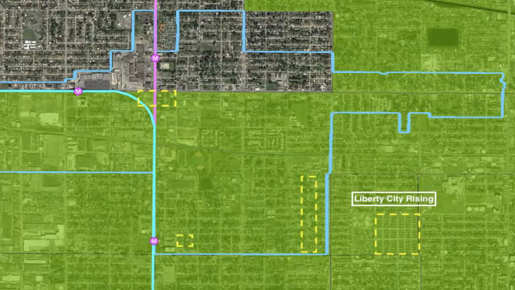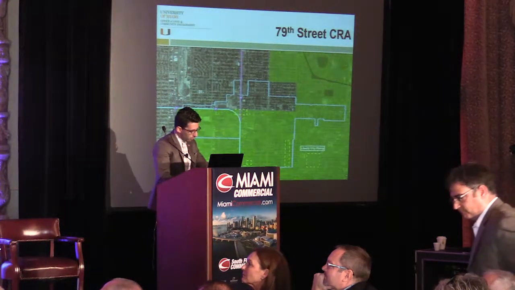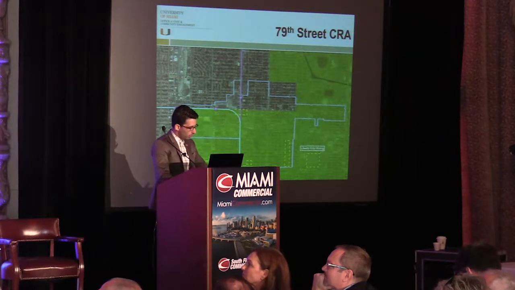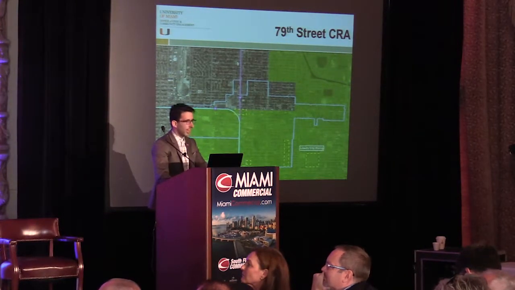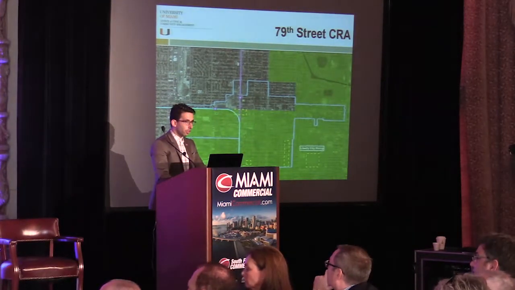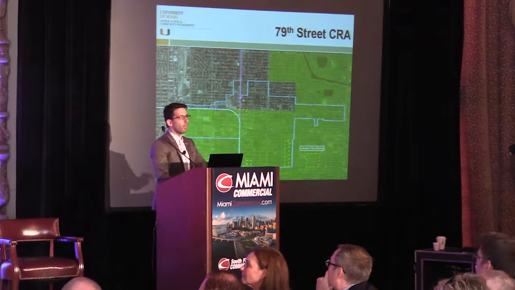So here we have Liberty City Rising in the east. It's a $300 million public housing redevelopment project. In yellow, we also have the Northwest 18th Avenue corridor, where the county just spent $1 million in HOME funds for single-family rehab. And over the next 3 years, it plans on spending significant infrastructure dollars to upgrade water and sewer and sidewalks, so this area can sustain multifamily development.